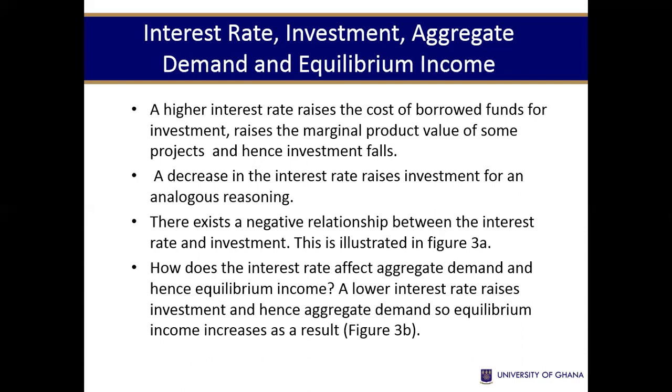So if a higher interest rate is causing a fall in aggregate demand, it will also cause a fall in equilibrium income, which means that there's also an inverse relationship between the interest rate and the equilibrium income. Okay, so when interest rate falls, investment will go up, aggregate demand will go up, and then equilibrium income will go up. But if there's an increase in interest rate, investment falls, aggregate demand falls, and then equilibrium income falls.